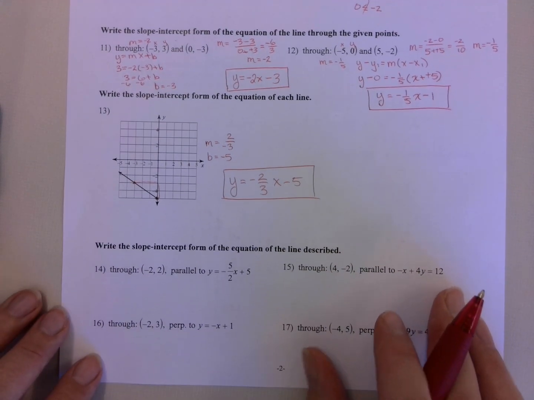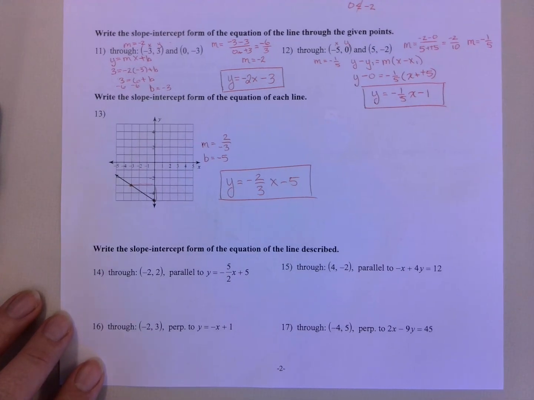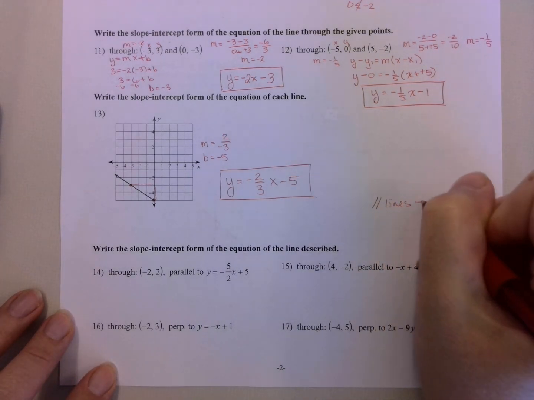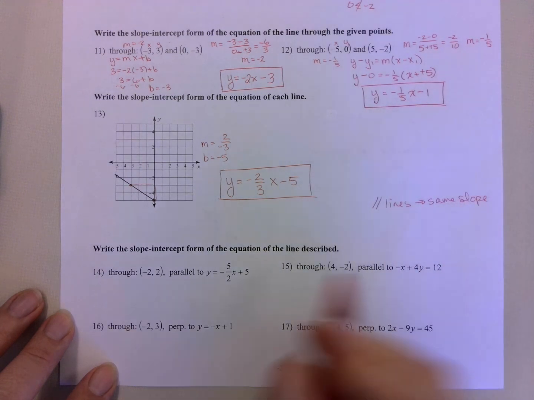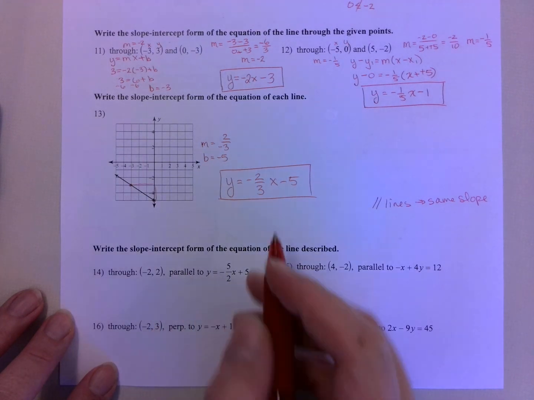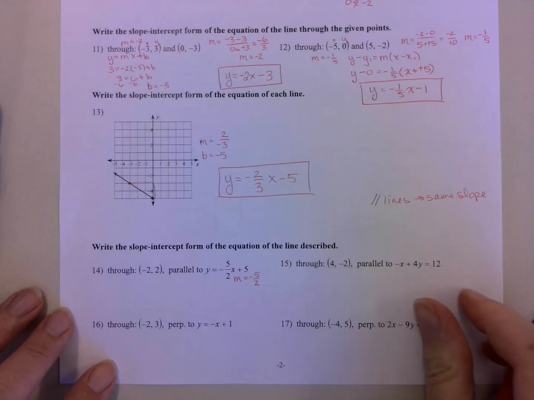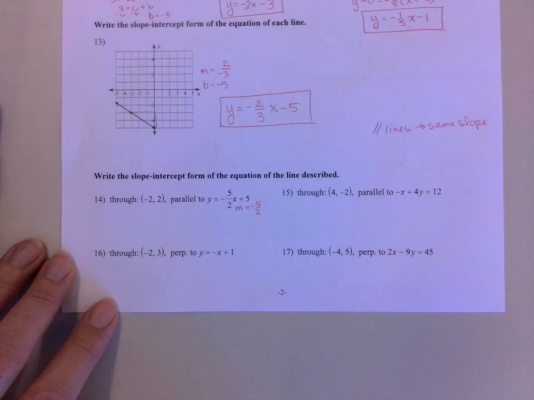All right, the bottom half is essentially the same thing we did on 11 through 13. I need m and I need b. When I go to do these, I need to know the rules. So parallel lines never intersect and they have the same slope. And once I know that, if I tell you I want something parallel to this line, this is already solved for y, so the slope of this line is negative 5/2. So the slope of any line parallel to it is also negative 5/2.